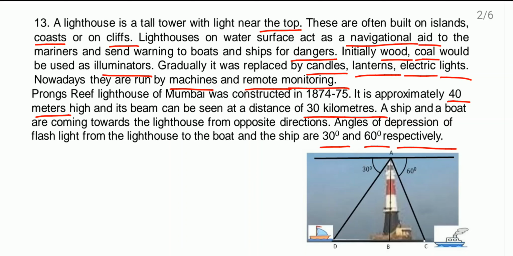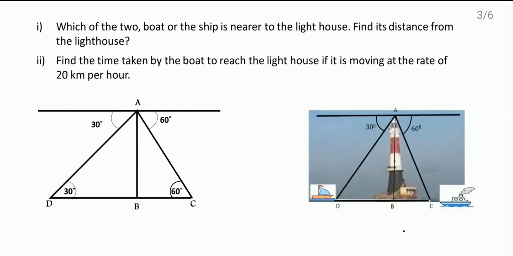Here, the height of the lighthouse is given as 40 meters. This height, and the ship and boat are coming towards the lighthouse. And the angles of depression are given as 30 degrees and 60 degrees, right? They have asked us the question: which of the two, boat or ship, is nearer to the lighthouse? Find its distance from the lighthouse. I have drawn the stick figure here. AB is the height of the lighthouse, so I'll write it down here, 40 meters.